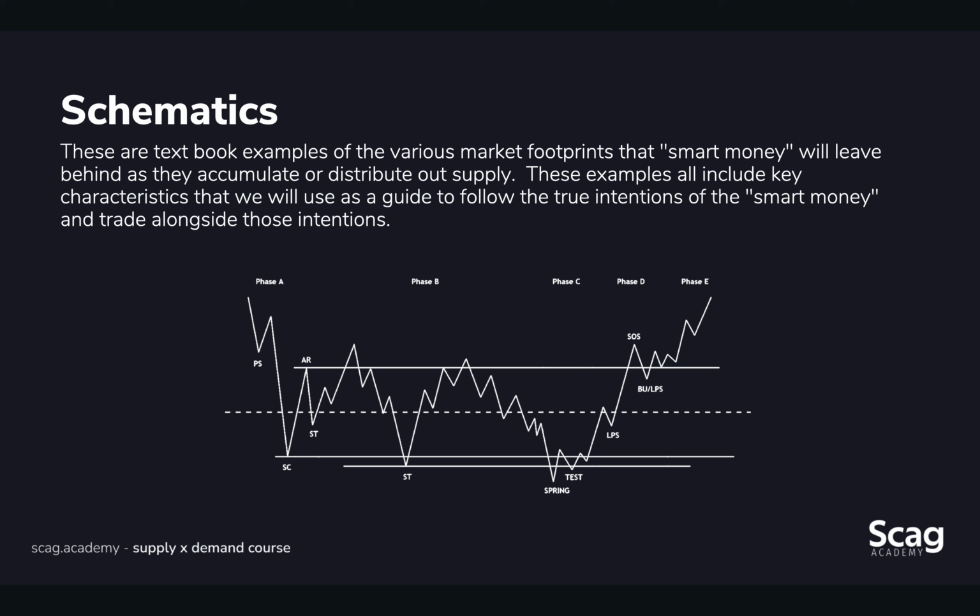So schematics, guys, this is what a schematic looks like. This is one of many examples of the various market footprints that smart money will leave behind as they accumulate and distribute out supplies. These examples all include key characteristics that we will use as a guide to follow the true intentions of the smart money and then trade alongside those intentions. So we're going to break down the schematic phase by phase and go over all these little key events and characteristics you see that are marked out.